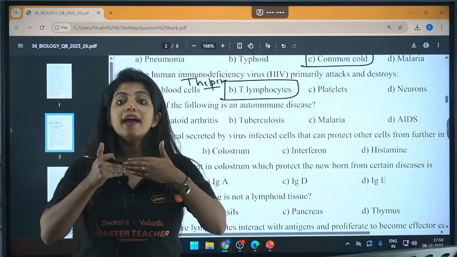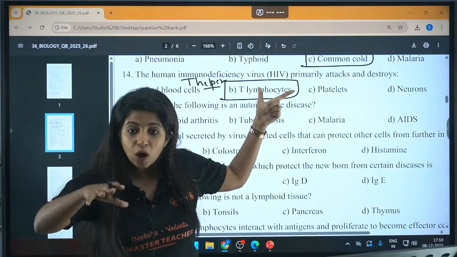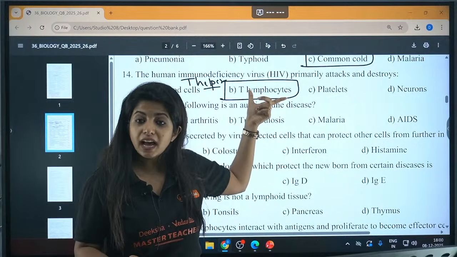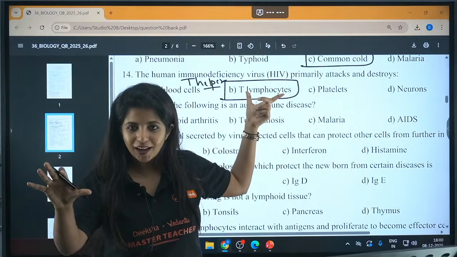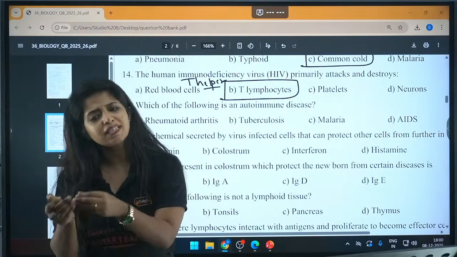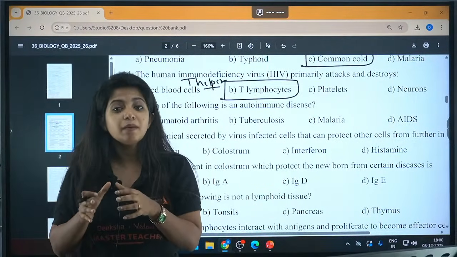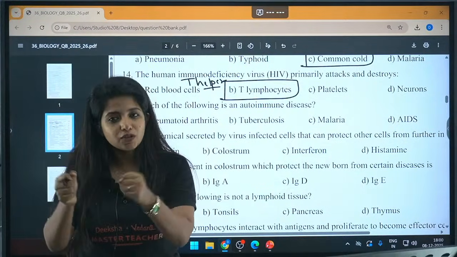Now, it will go and affect the T helper cells because its aim is to lower down our immunity. And if this guy is sorted, everything is gone. Our immunity goes very less. So, which is why it gets into the T lymphocytes. There also it will replicate, it will increase their number. But the primary aim for the T lymphocyte is to kill them.